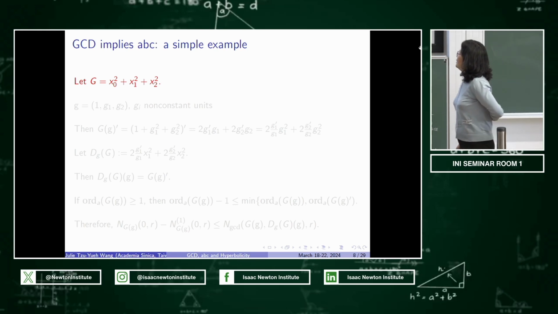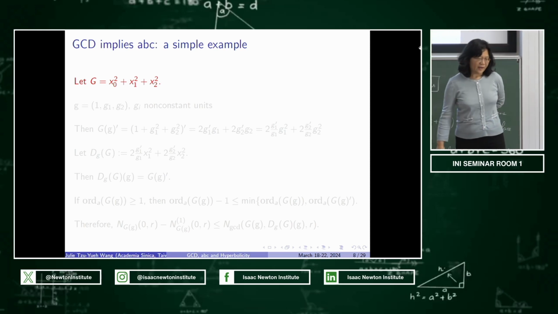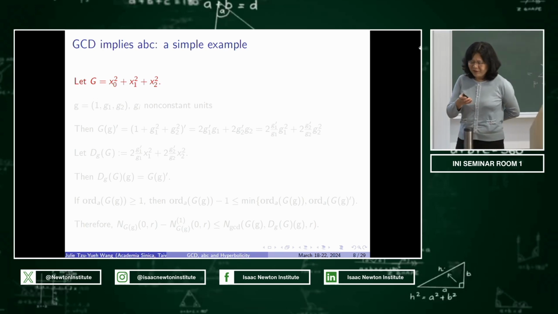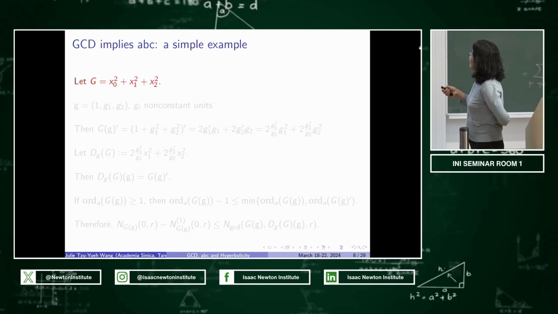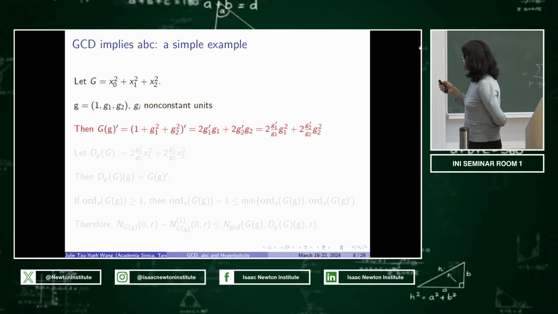Okay, so now let's see how GCD implies ABC. So actually this is very, very easy, but somehow it works. So suppose we have a homogeneous polynomial. And so let's look at the unit case only. So we can write G1, G2 are units. And then we want to study the map, capital G evaluated at the map.